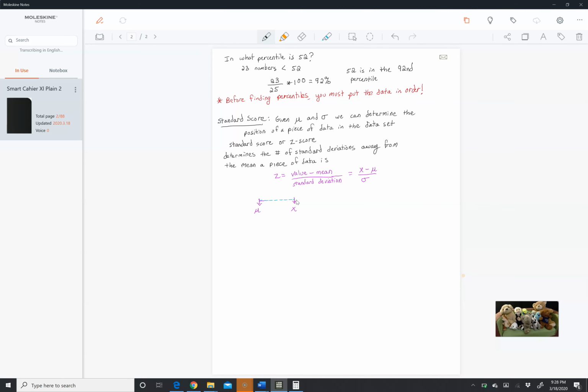So this would be 1 standard deviation. This would be 2 standard deviations. And then this might be 3 standard deviations. So that would mean x is 3 standard deviations from the mean.